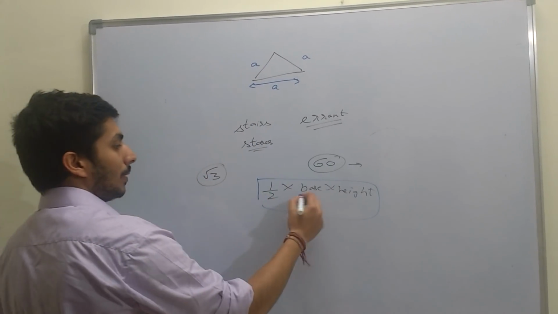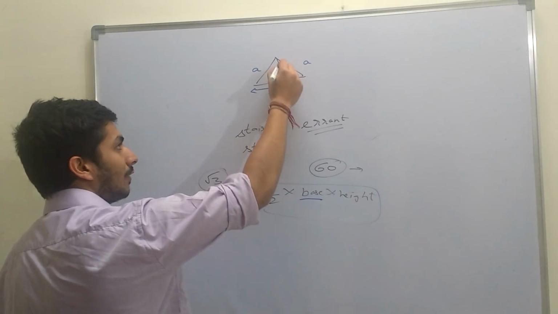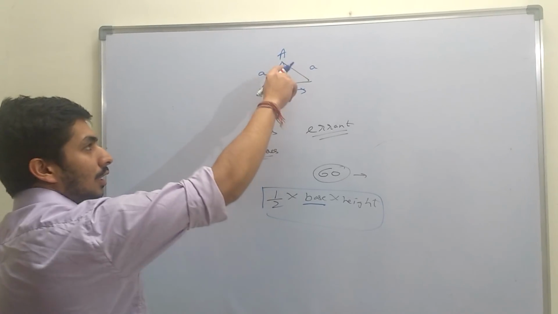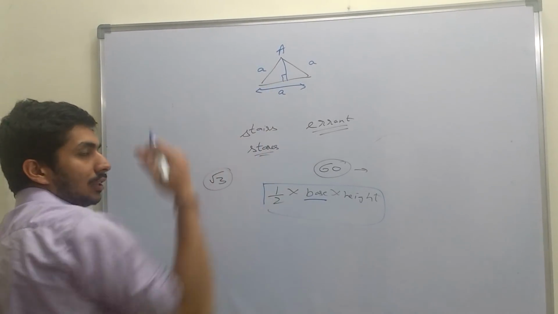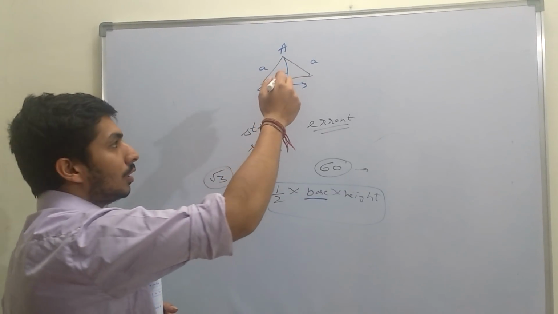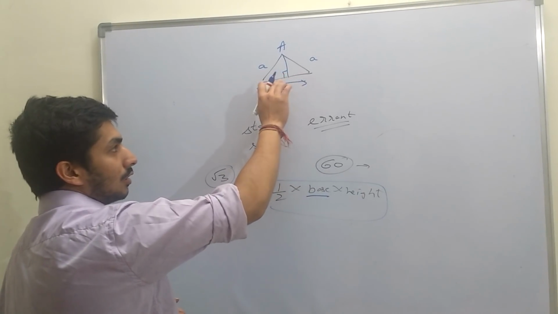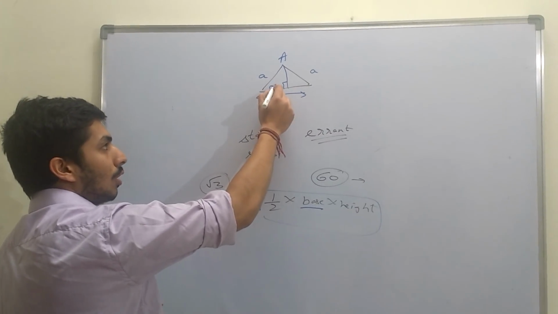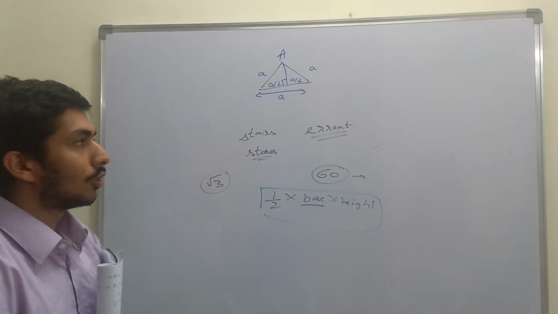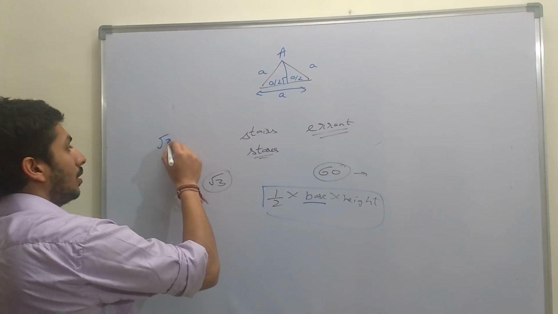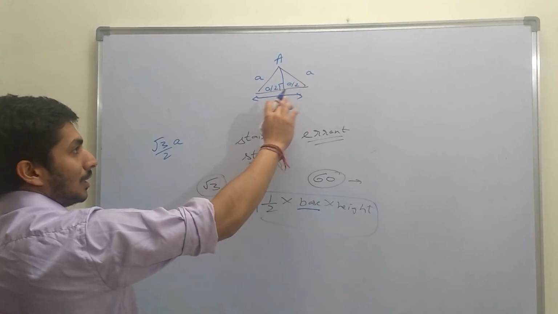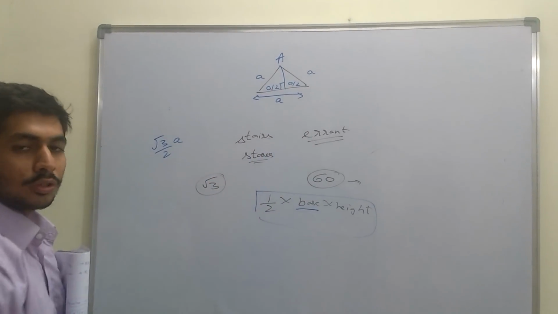Now we know the base, and we need to know the height value. How can we find it? We draw a perpendicular from a vertex, let's say capital A. It's a property of an equilateral triangle that the perpendicular we draw, which is the altitude, divides the base into half. So this becomes A by 2, this becomes A by 2. Now if you apply Pythagoras theorem, the height comes out to be root 3 by 2 A. So the base we know is A, and the height comes out to be root 3 by 2 A.